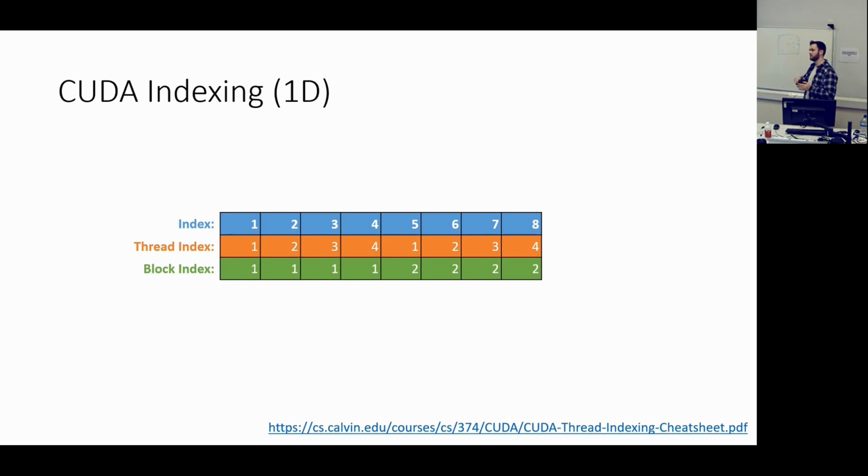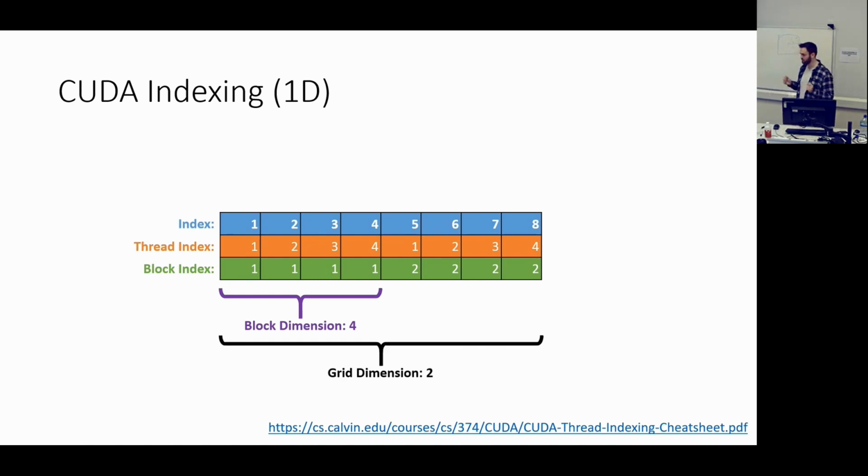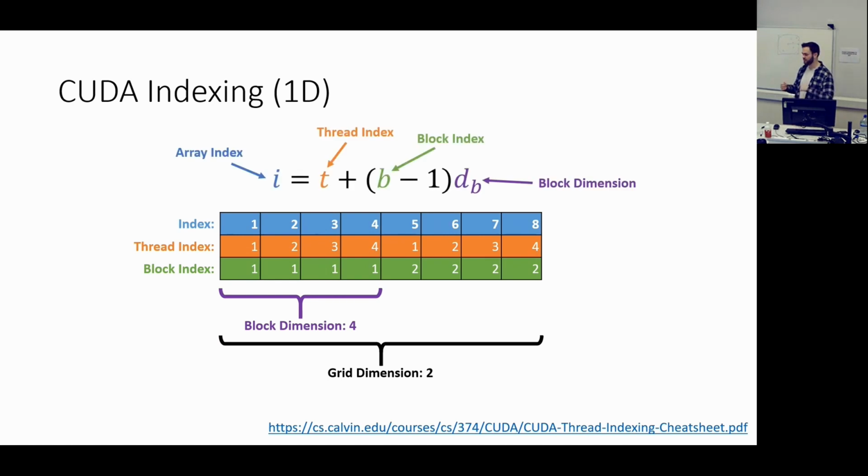It's just 1, and then it's 2 for the last 4 elements. So we say that the block has a dimension of 4, and the grid, which is like everything in this case, has a dimension of 2 because you have 2 blocks in the grid in that case. So the way you actually get the index from the block index and the thread index is by using this formula. Hopefully that is fairly straightforward.